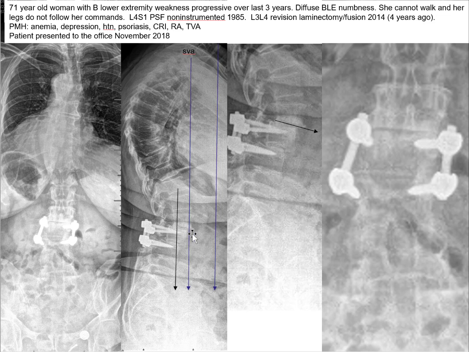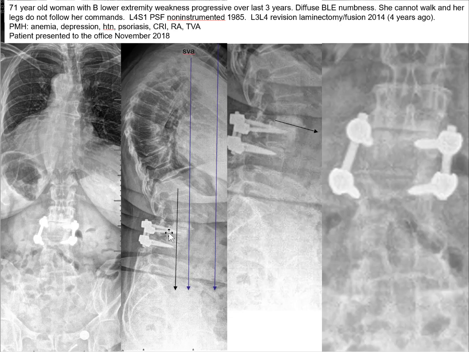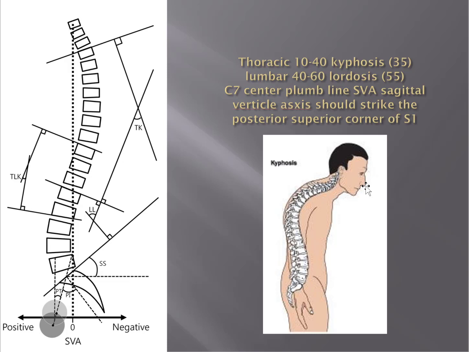You can see here at the level above her fusion, L2-3, which again was normal. If you go back 4 years, it was totally normal. Now it has severe sclerosis of the end plates, and 2-level spondylolisthesis. The L3 vertebral body is not horizontal. It should be straight across, so she's pointing downwards. Again, on the AP view, it looks like the left side screws are maybe lateral to optimal.